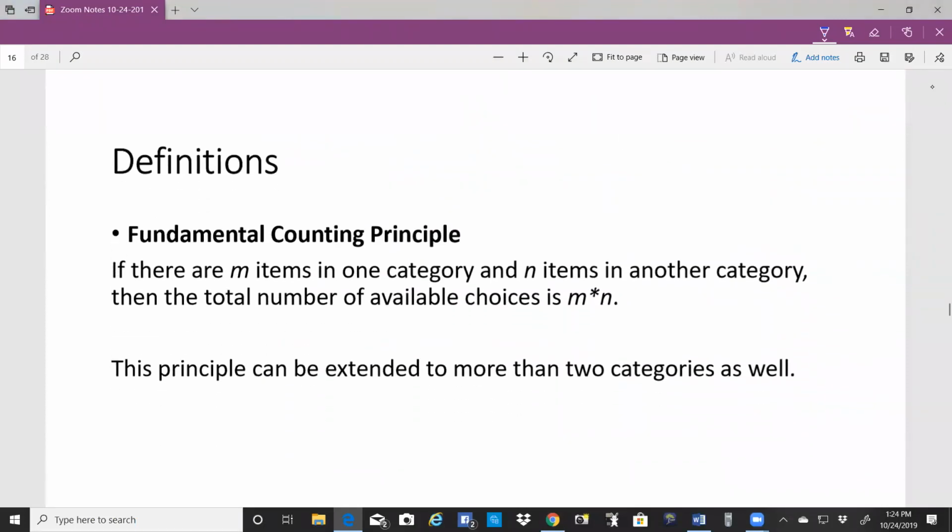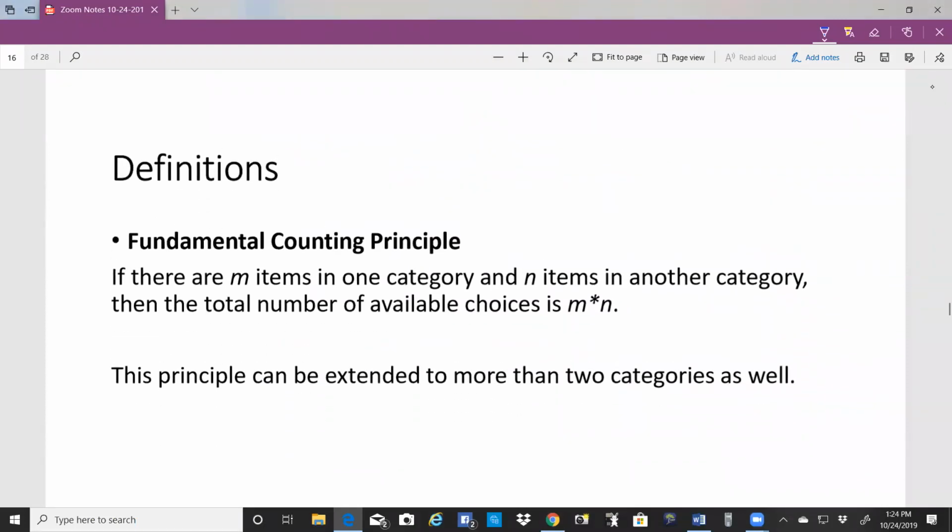Now, the last video in this week's set of videos is counting and probability. And a fundamental counting principle is if there are M items in one category and N items in another category, then the total number of available choices is M times N. And you can extend it to more than 2 categories as well.